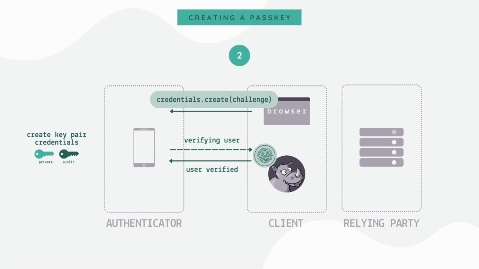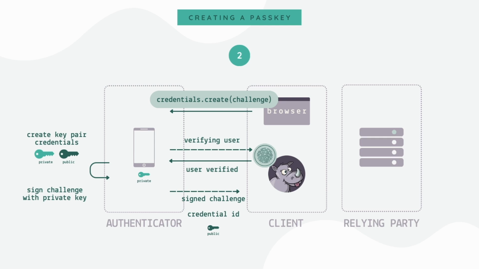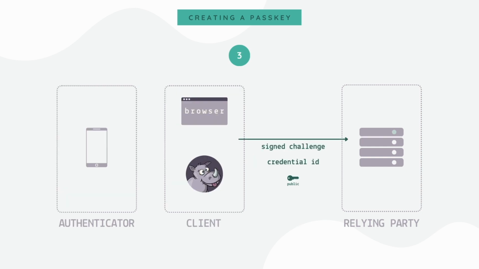Once the user is verified, the private key is stored on the authenticator and used to sign the challenge. Then the public key, the signed challenge, and the credential ID are sent back to the client. Finally, the client sends the public key, the signed challenge, and the credential ID to the relying party. The server verifies the signed challenge using the public key and the session information it receives. If the verification process is successful, the server will store the public key credentials and user details in the database.